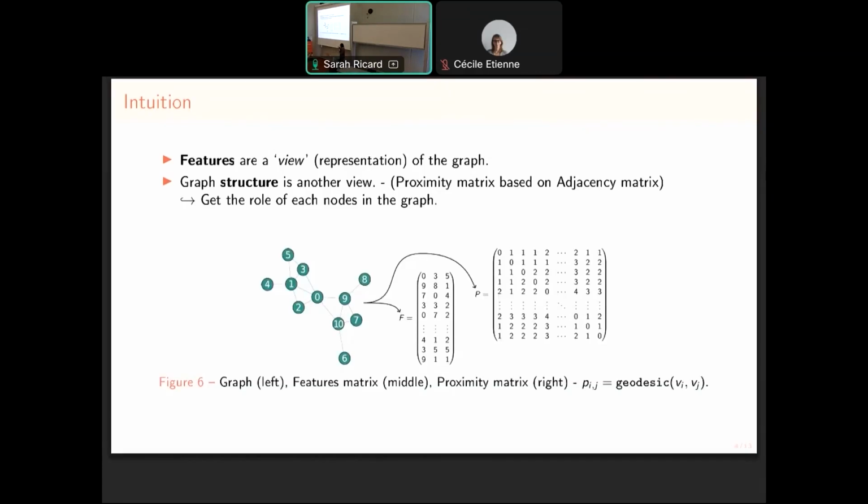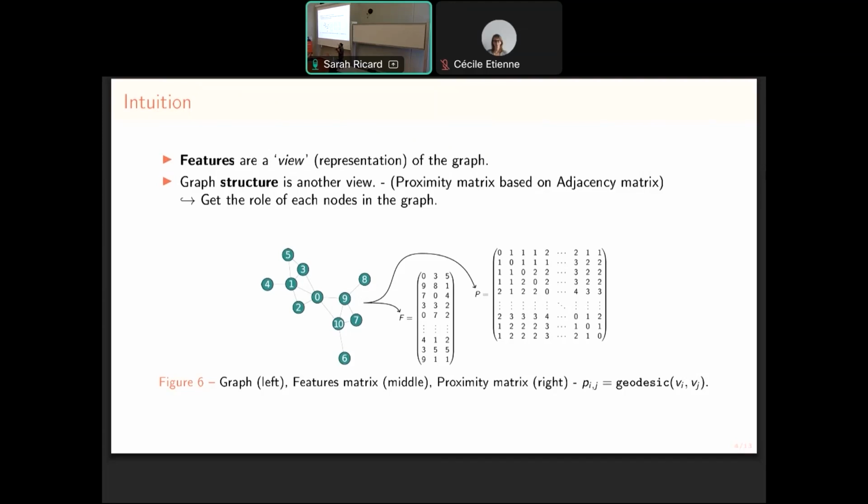And for our example, it would look like this if we only consider the feature matrix, so F here, and the proximity matrix. It is very similar to an adjacency matrix. What you can see is that the number represents the distance between two nodes. So here we are at nodes 0 and 1. They have a distance of 1, whereas nodes 0 and 8 are at a distance of 2. This just gives more information about the position of the nodes in the graph.